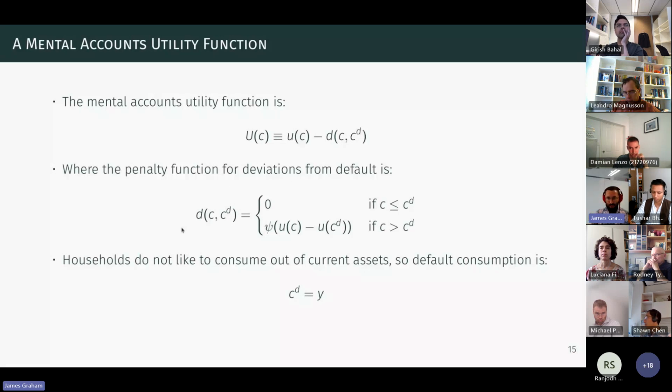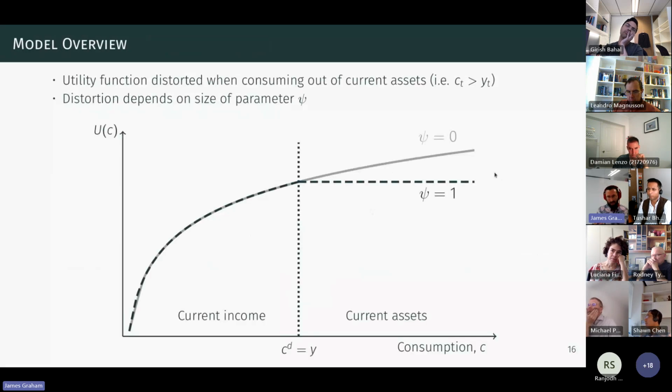And the way we set up the penalty function is like this. The penalty is 0 as long as consumption is less than income. And the penalty is this psi parameter times this difference in utility from consuming your normal amount minus consuming the income that you would have consumed. So this is going to generate a kink in the utility function.